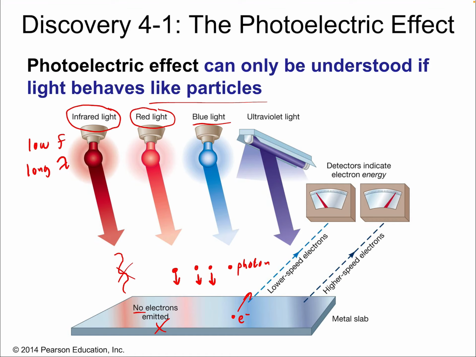And furthermore, the blue light can be very dim, but since it's still composed of individual high-energy photons, it will still liberate electrons, just fewer of them. So that type of behavior, again, can only be understood if light is behaving as a particle, not as a wave.